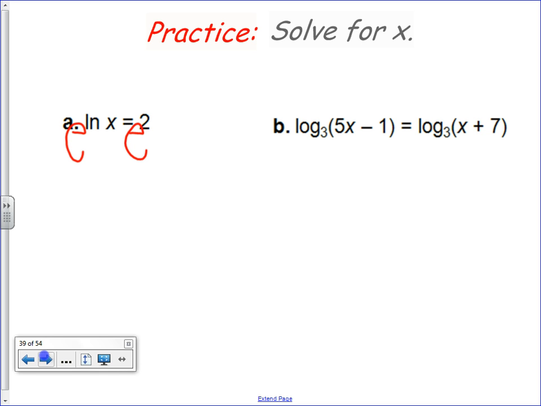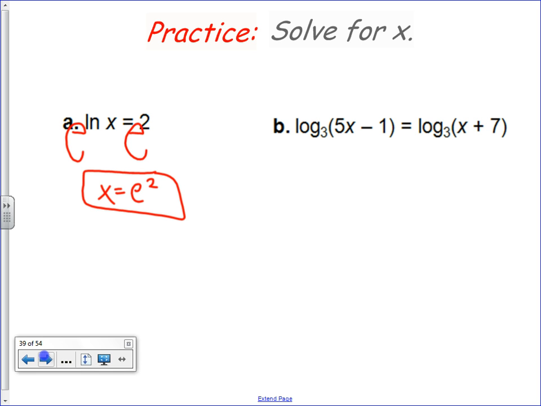So e to the power of ln, and e squared. What happens with e to the ln of x? What happens to e squared? I got that. Not too bad, right? What's e squared? Don't worry about it. Just stop. It's the best we can do. If we try to put it in our calculators, we'll have decimals. That's no fun. How about b?